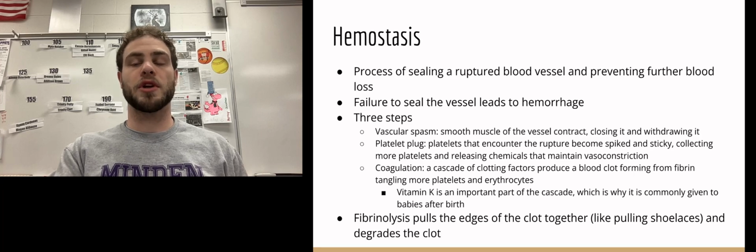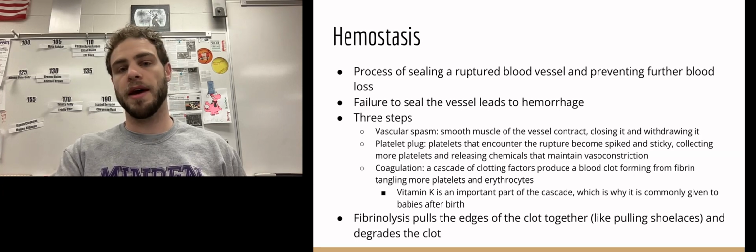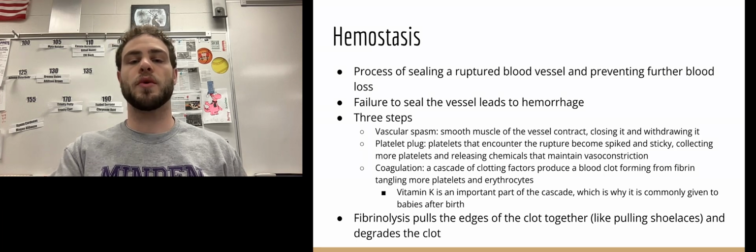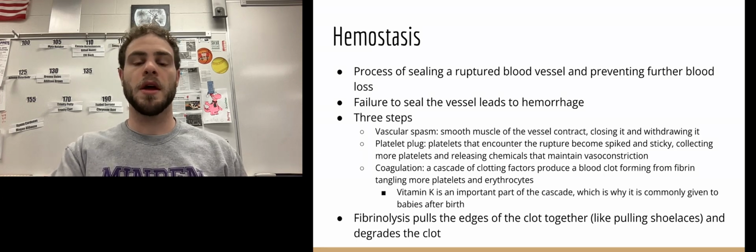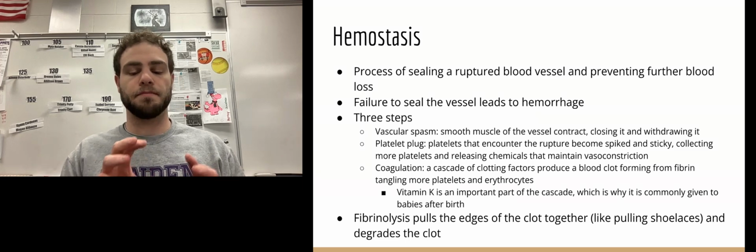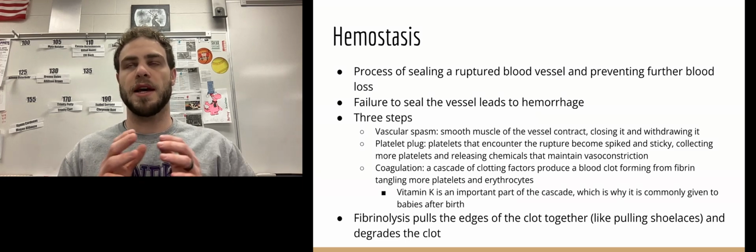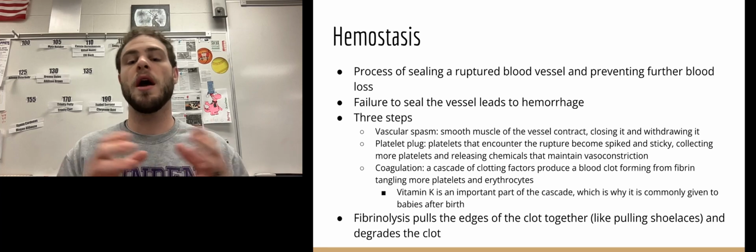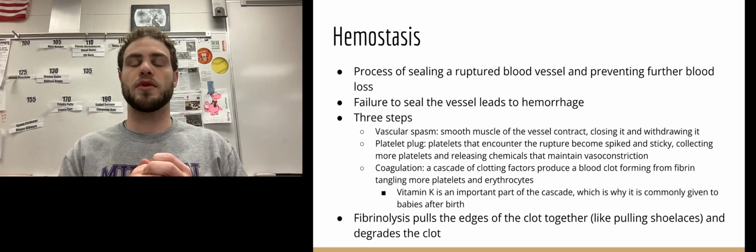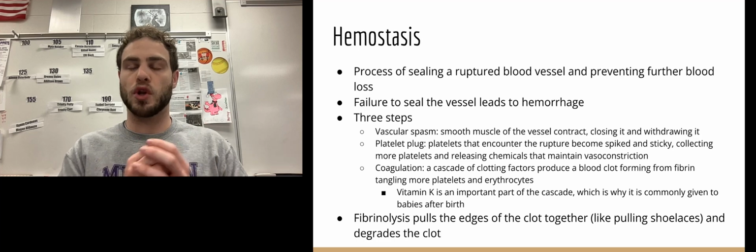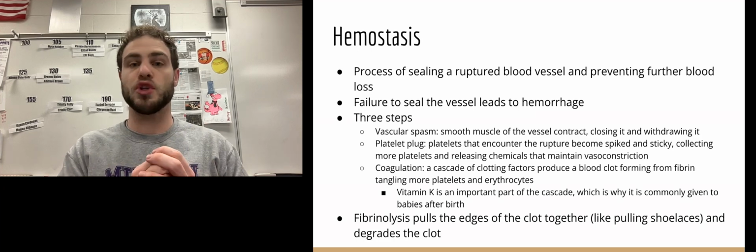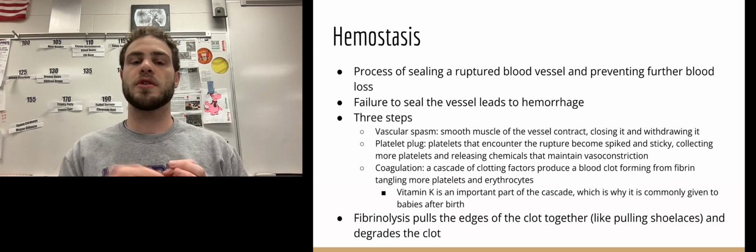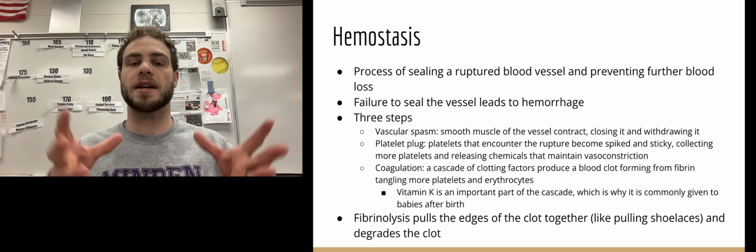So there's 3 steps that take place in hemostasis. You're going to start with vascular spasm. So that's going to be the blood vessel, which is made of smooth muscle, is going to contract. The blood vessels have 2 different directions of muscle tissue. One of them is circular. That circular one is going to contract, and that's going to close the blood vessel, or at least constrict the blood vessel. And the other is longitudinal, so it runs along the length of the blood vessel.